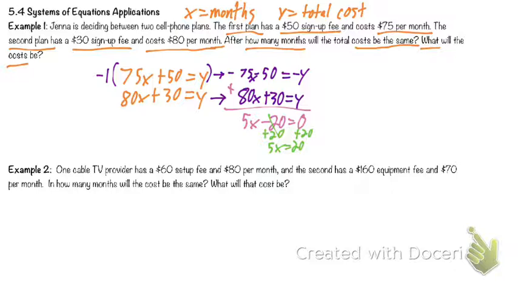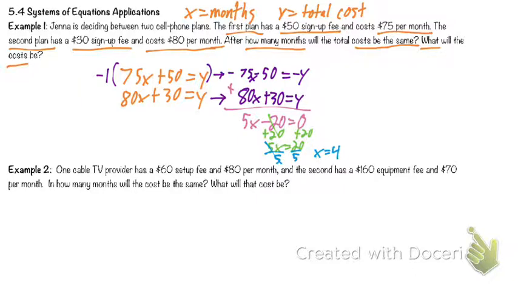Okay. Isaac, what would you do now when you have 5x is equal to 20? Divide by 5. Yeah, divide by 5, right? Then we're going to have our x. And what is our x? 4. So what's that represent? 4 is the number of months, right? So we know after 4 months, the cost will be the same.